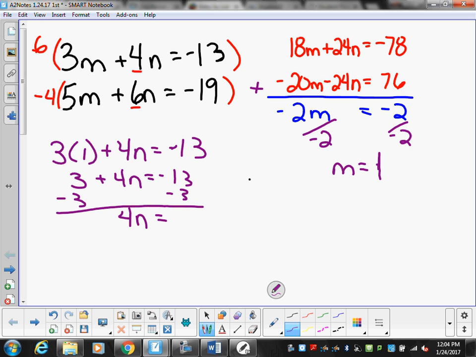Okay, when I subtract the 3 to get the n by itself, I get 4n equals negative 16. Let me pause for just a second.